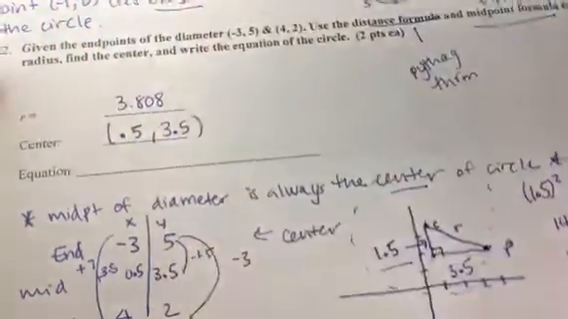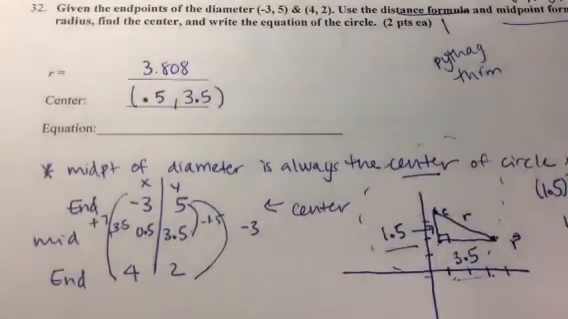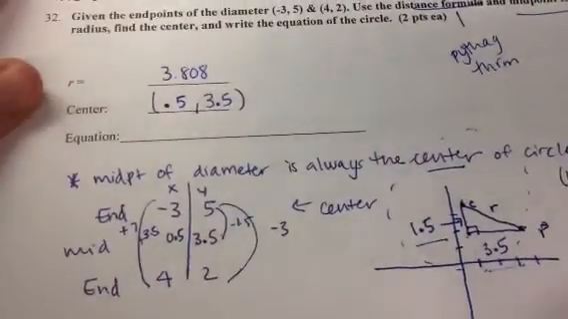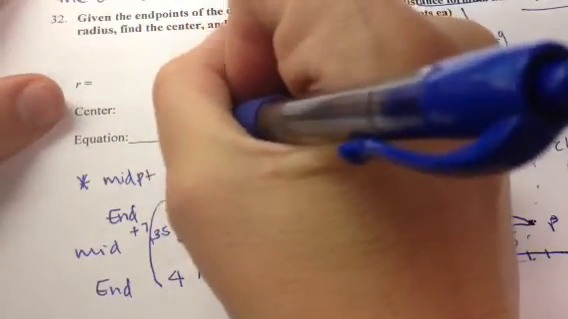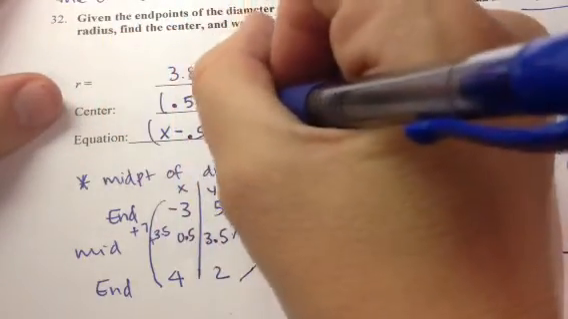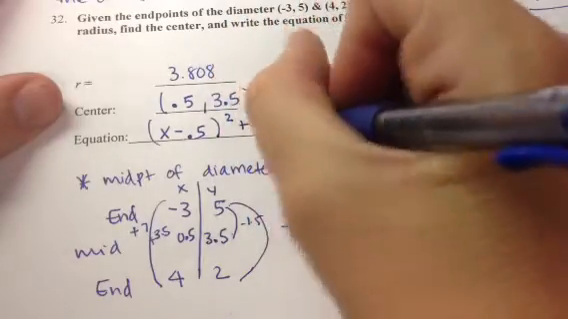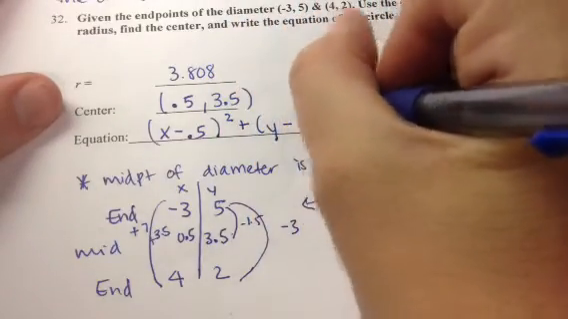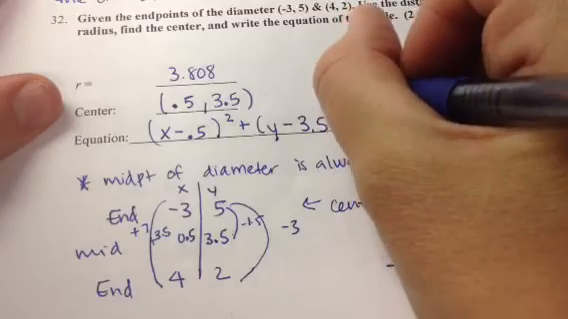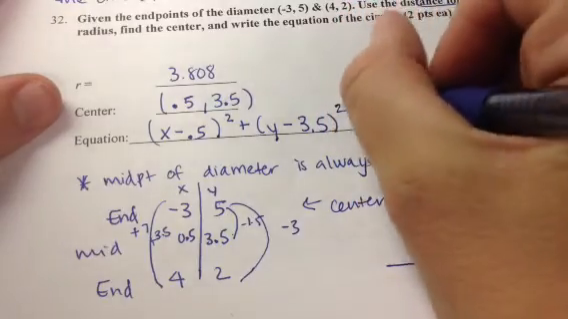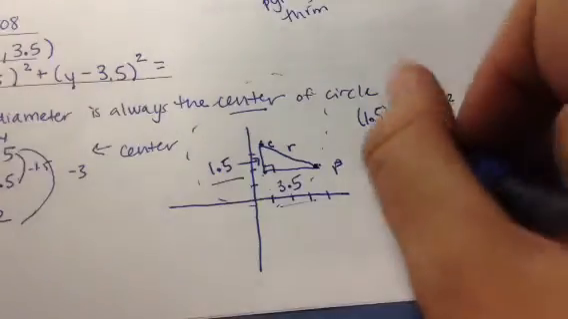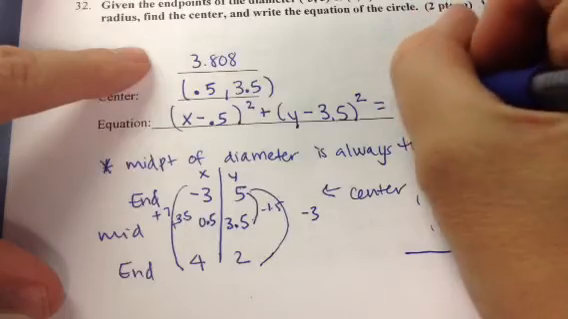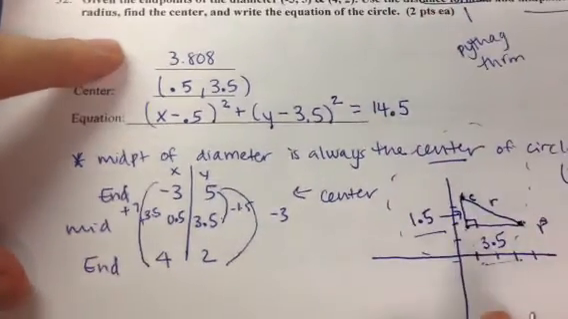All right, so when we go to write the equation, be careful. We're going to plug in our center. So x minus 0.5, you could also use 1/2, plus y minus 3.5, or 7/2. Now, it's not equal to 3.808. It's equal to the radius squared, which is 14.5. So be careful there. It's equal to 14.5.